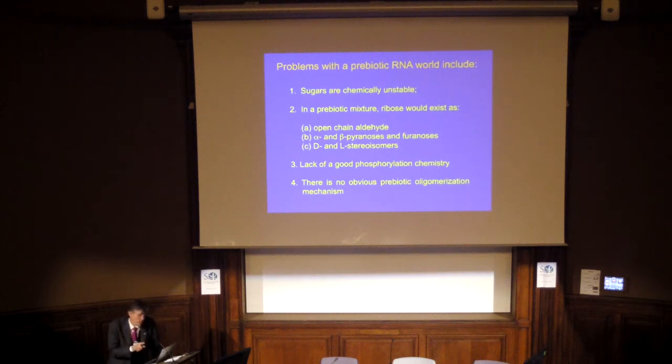We also lack a good phosphorylation chemistry model for the primitive Earth, and there is no obvious mechanism for prebiotic oligomerization. You can always put nucleotides in a pond, you can evaporate it, and yes, you will form small strands of RNA, but they are very small, they are not stable enough, and nobody is really satisfied with this kind of model.